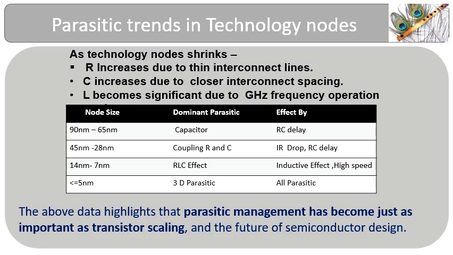Below the 5 nanometer node is the era of extreme parasitic interaction. At this node, all parasitic effects, resistance, inductance, and capacitance, strongly impact performance, and device scaling alone is no longer enough to improve performance. The key challenges are IR drop, EMI, SI, mutual coupling, noise margin reduction, etc. The above data highlights that parasitic management is important as transistor scaling continues and dictates the future of semiconductor design.